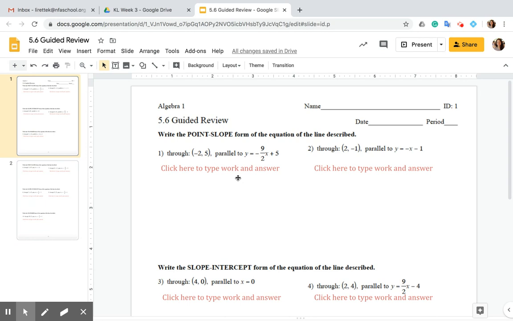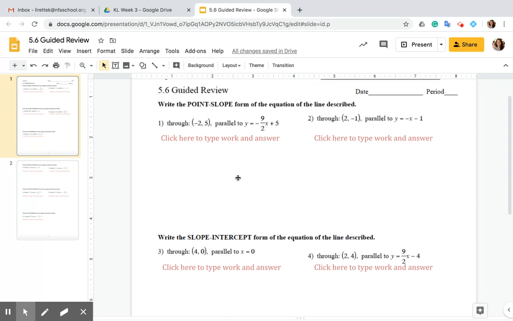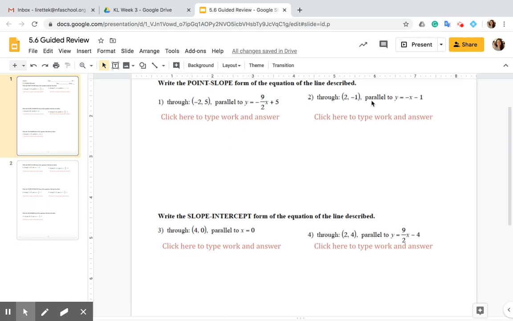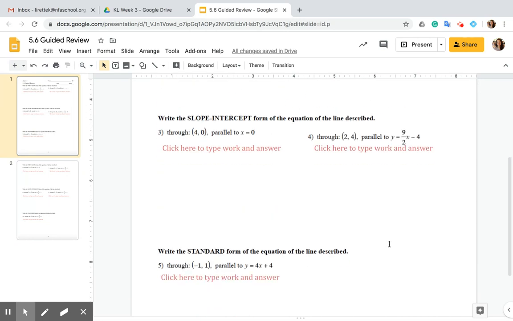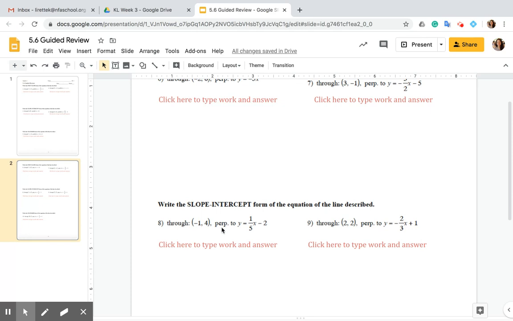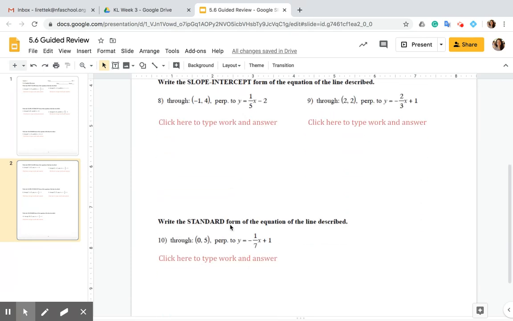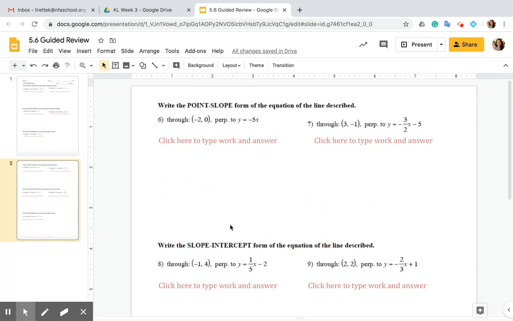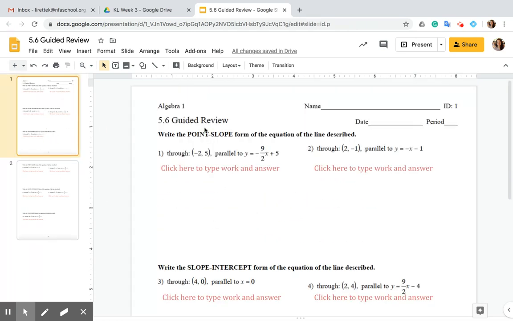So the way that I've broken down this review, everything on page 1 has to do with lines that will be parallel. And everything on page 2, the worksheet generator that I use abbreviates the word perpendicular to perp, but that's what it stands for. It stands for perpendicular. So that's what section 5.6 is all about, parallel and perpendicular. So a few things to keep in mind.